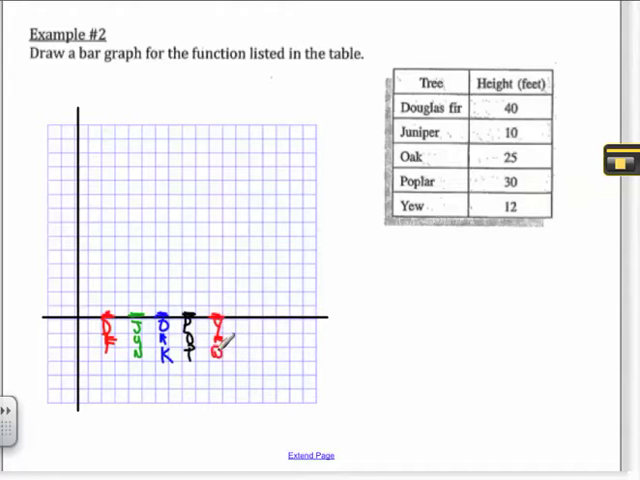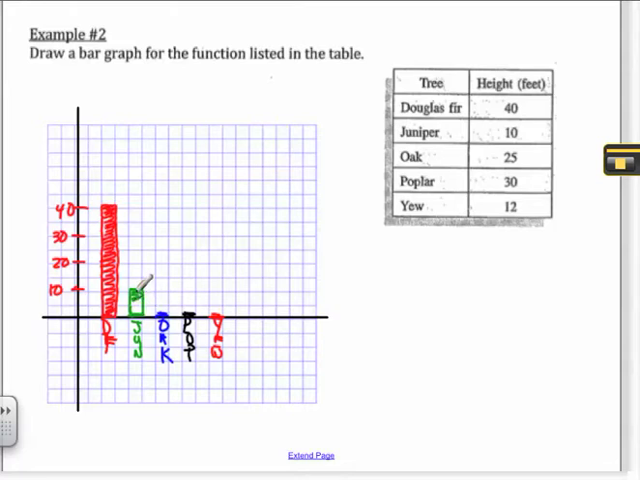Okay. Now, how should we make these, 5 each? Does that make sense? So then that means this will be 10, this will be 20, this will be 30, and this will be 40. So the Douglas fir goes all the way up to 40. I'm going to draw my bar all the way up to 40. Welcome to 6th grade, 7th grade even, drawing bar graphs.